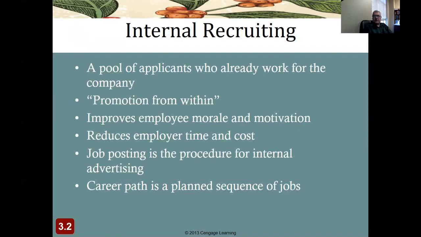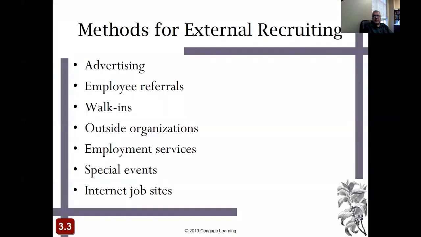It also reduces employer time and cost. Job posting is the procedure for internal advertising. A career path is a planned sequence of jobs.